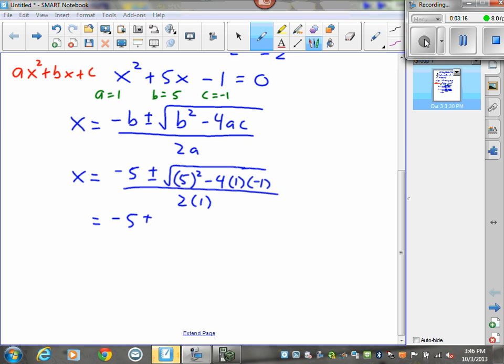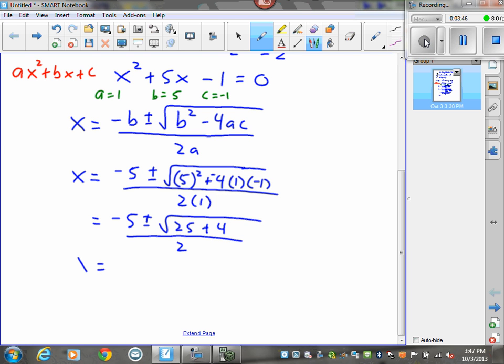Alright, so now I'm going to start computing. Get the square root. 5 squared is 25. Here I have to be a little bit careful inside here. Negative 4, I'm going to treat this as a negative 4, maybe even make it plus a negative 4. Negative 4 times 1 is negative 4. Negative 4 times negative 1 is positive 4, so this becomes plus 4. 2 times 1 is 2. So I end up with x equaling negative 5 plus or minus the square root of 29 all over 2.